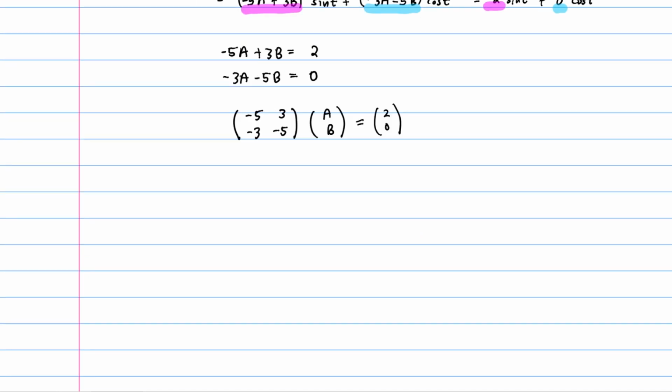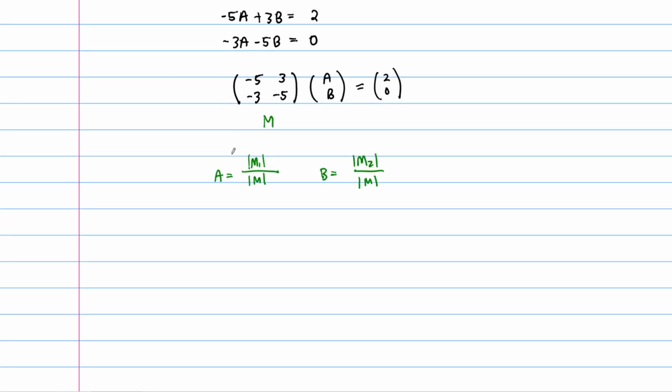And so if we call this matrix here A, it's a little confusing because we have another A here. Let's call it something else. Let's call it M for matrix, right? Then Cramer's rule says that A is equal to the determinant of M1 over the determinant of M, and B is equal to the determinant of M2 over the determinant of M, where the M1 and M2 are obtained by replacing the first or second, respectively, column of M by the right-hand side vector. So this vector over here, 2, 0. So let's work it out, and then we'll see how this goes.